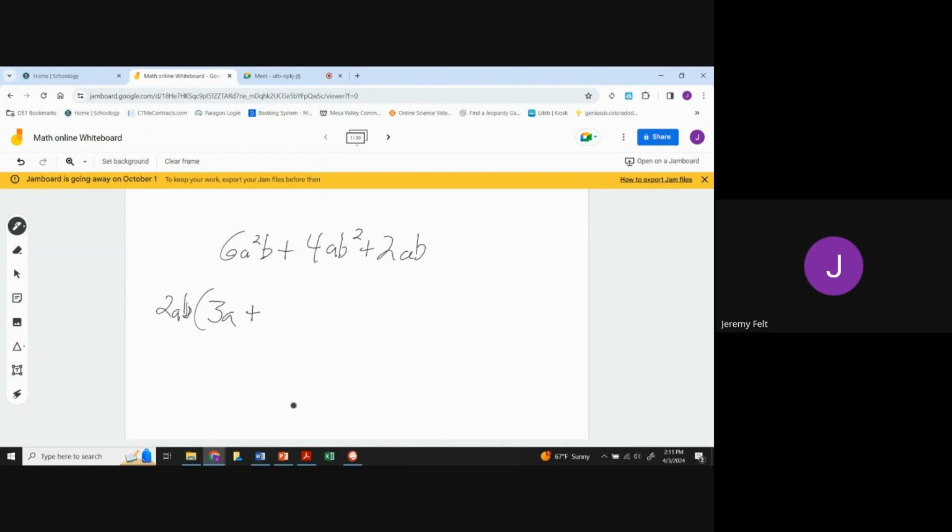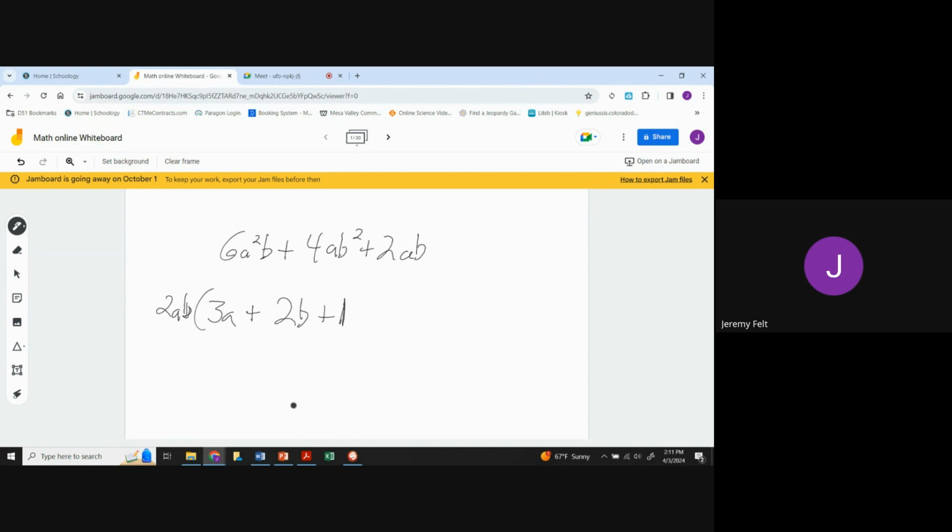Plus 4 divided by 2, I have 2 left. A divided by a is just 1, so 2 times 1 is just 2. So just leave it as 2. Factor ab out of b squared, so I still have b to the power of 1. Okay, factor out 2. You can write in the 1 for the coefficient if you want to. You don't need to. Okay, and then I factor out an a and a b.